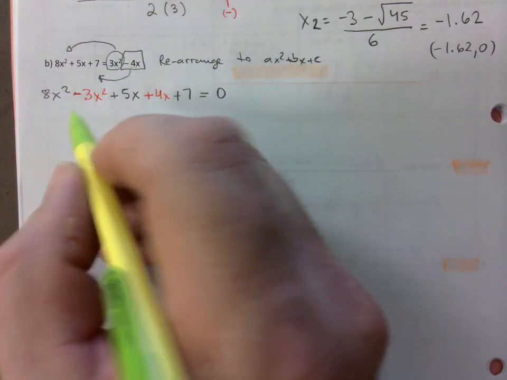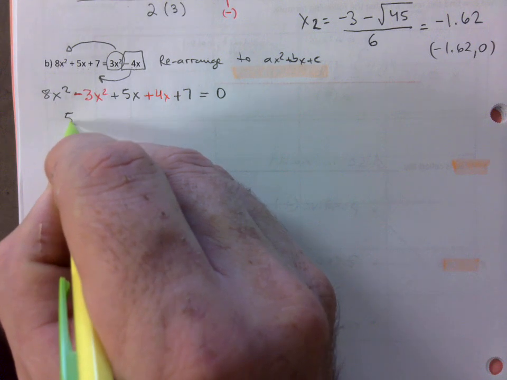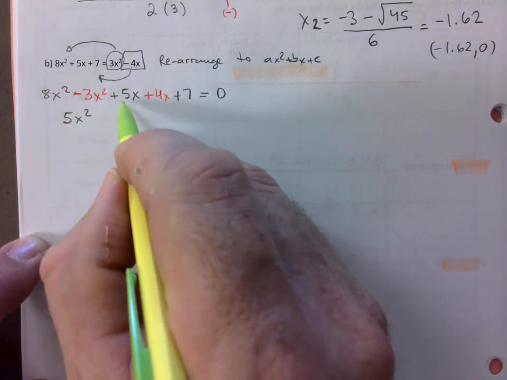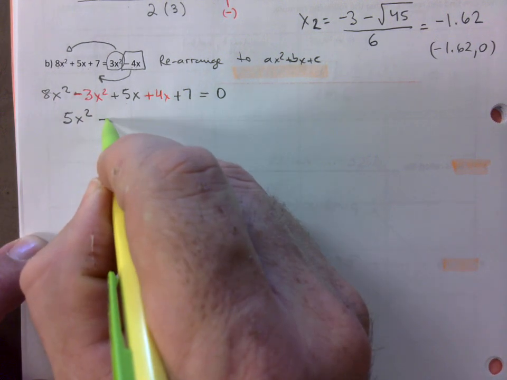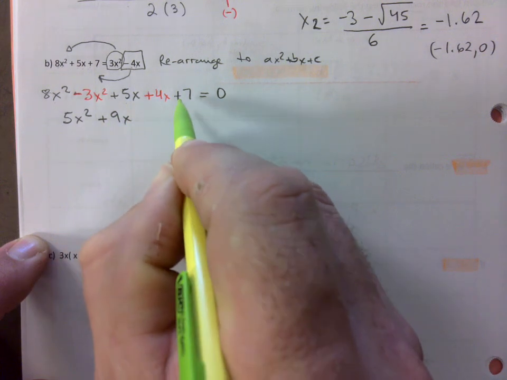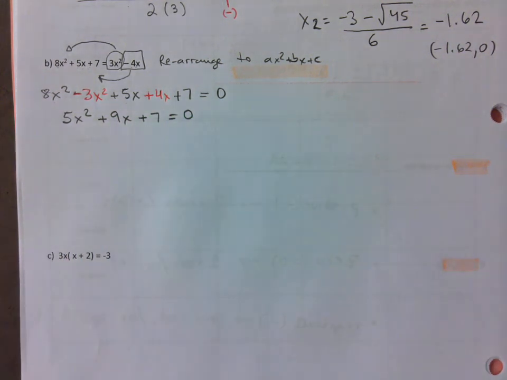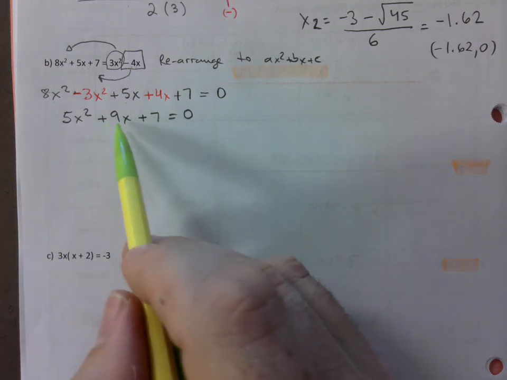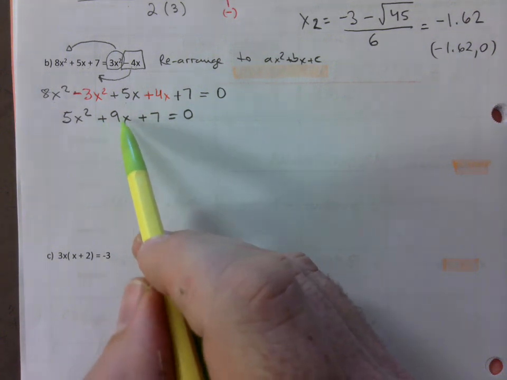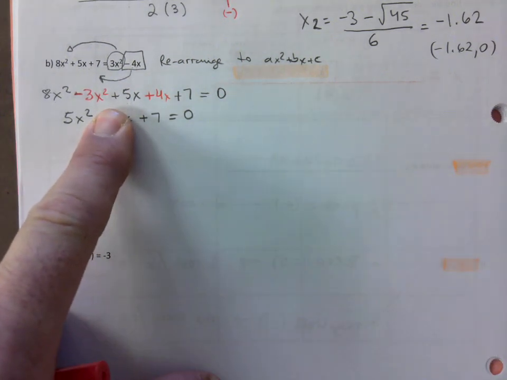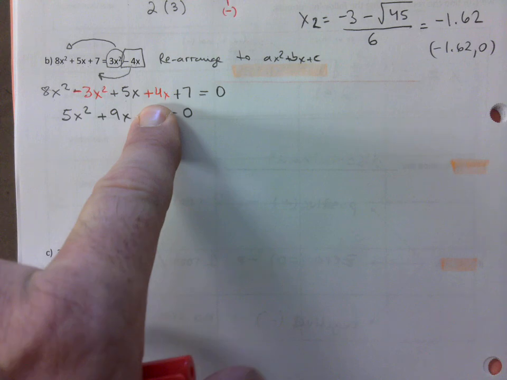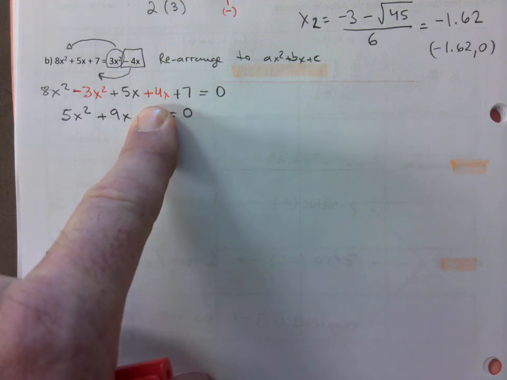8x squared minus 3x squared, 5x squared. 5x plus 4x, that's 9x. And the 7 is just 7. There we go. Now that's what we want to see. Granted, the x could be gone, right? This could be just like that. That's okay. You're still dealing with a quadratic there. You could have no coefficient for the constant. C could be 0. That's fine.